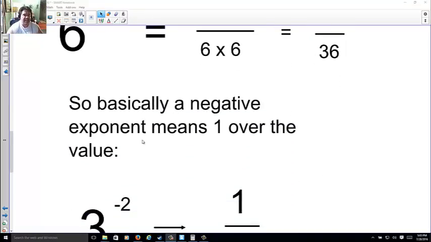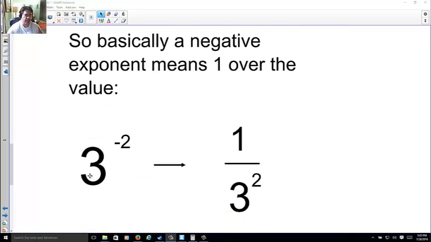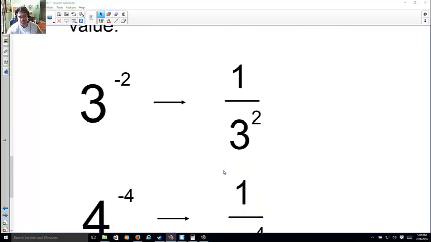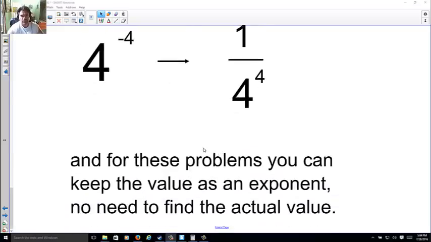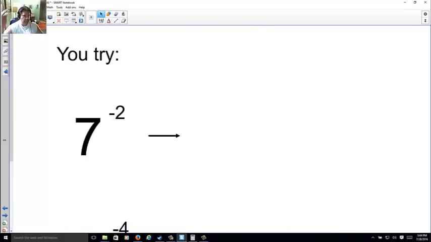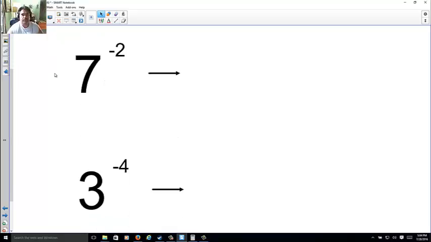So basically, a negative just means 1 over. So 3 to the negative second means 1 over 3 squared. 4 to the negative fourth means 1 over 4 to the fourth, and so on. You try. Go ahead. Hopefully you have 1 over 7 squared. I don't need 1 over 49 here. If you have it, that's wonderful, but 1 over 7 squared is certainly fine too.